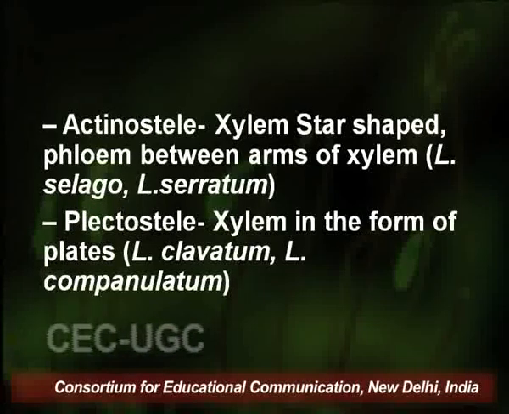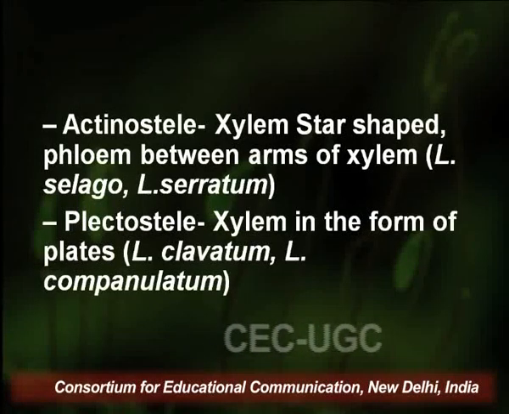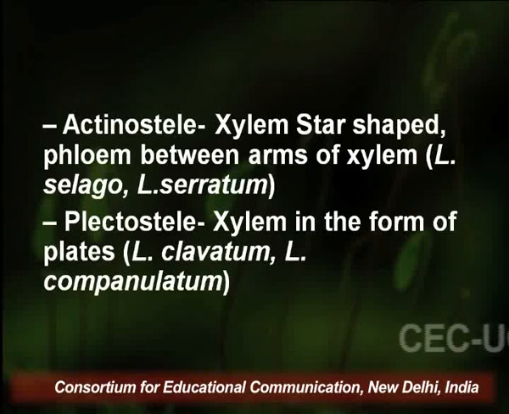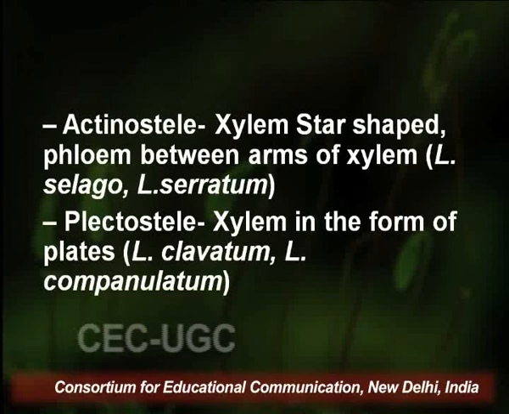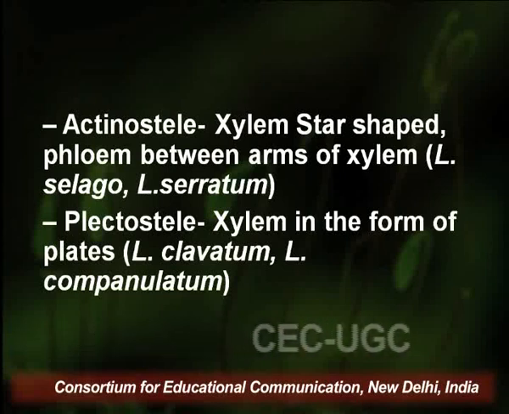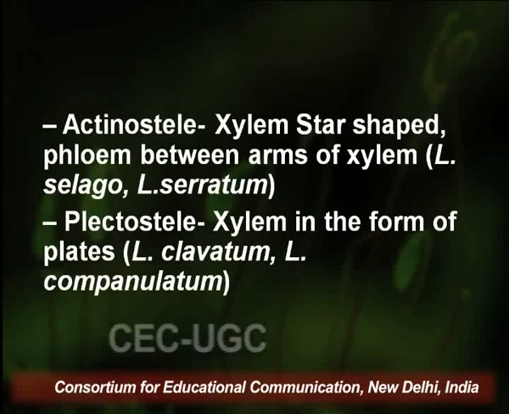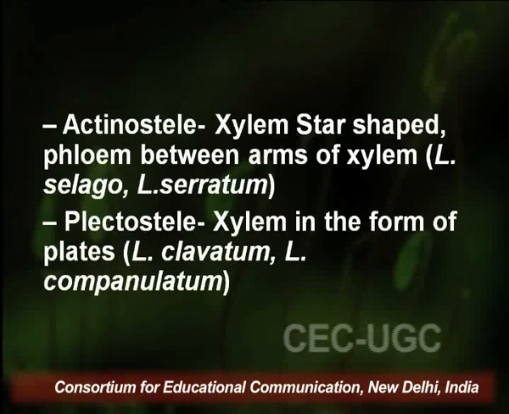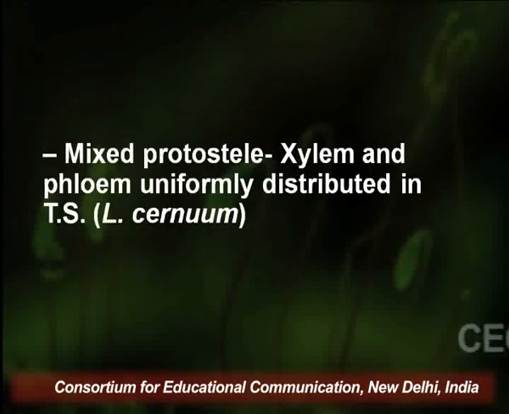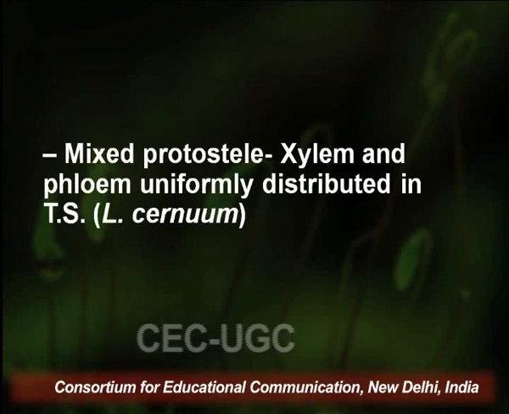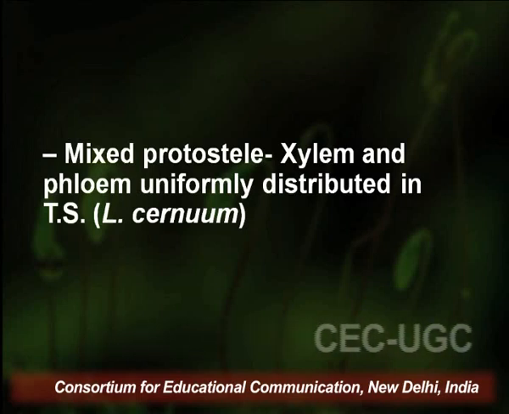In actinostelic stele, the xylem is star shaped, and the phloem is found between the arms of xylem, whereas in plectostele, the xylem is in the form of plates, such as in the species of Lycopodium clavatum and Lycopodium campanulatum. In mixed protostele, the xylem and phloem are uniformly distributed, which can be seen in Lycopodium cernuum.